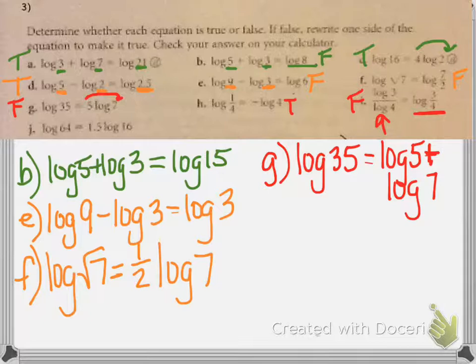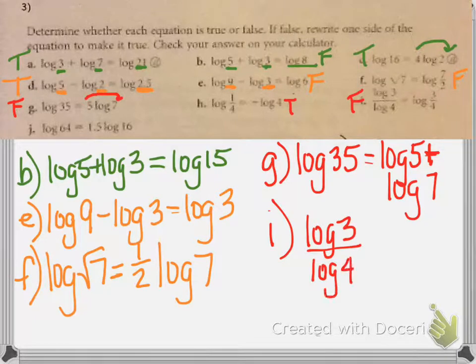Now, which way you want to rewrite it is up to you. You could use the change of base, which is what I'm going to do. So for I, the change of base formula says that if I have log of 3 over log of 4, then that's equal to the log base 4 of 3, because change of base is log A divided by log B, and this is always log base B of A. So that would be I.